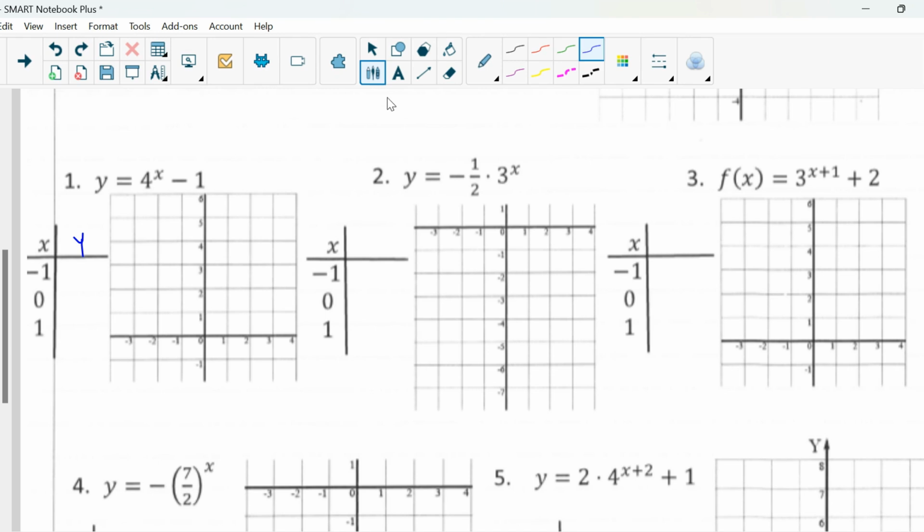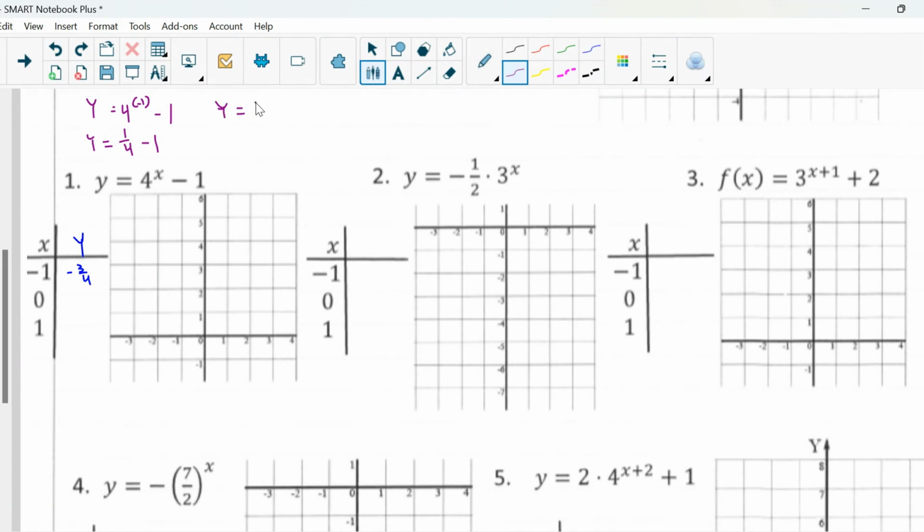So for -1, I would have 4 to the -1st power minus 1. 4 to the -1st is just 1/4. So y equals 1/4 minus 1. 1/4 minus 1 is just going to give me -3/4.